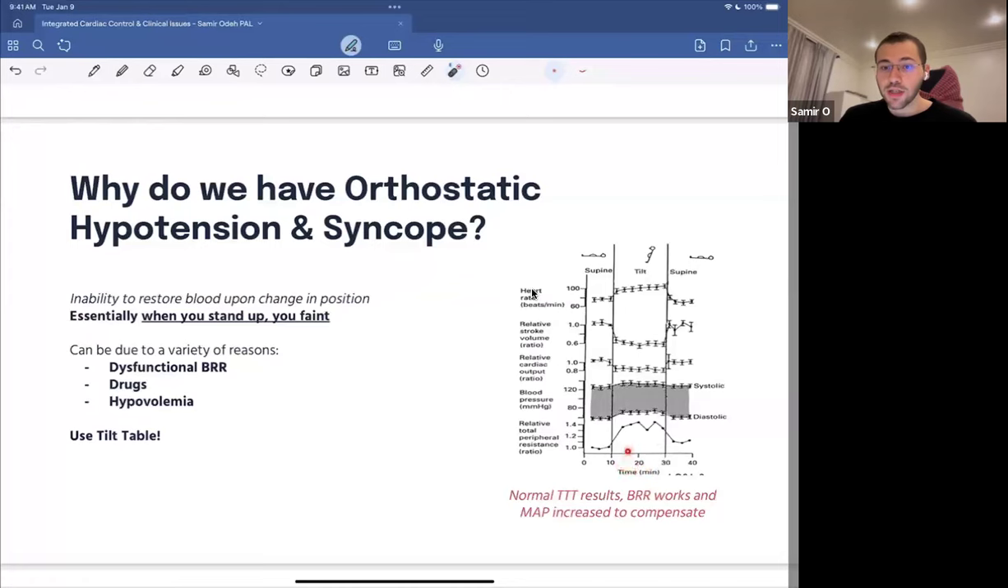Now, as you can see here, this is the results of a tilt table test. Now, in a normal person, you should see this. You should see an increase in blood pressure. However, in someone with a dysfunctional baroreceptor reflex, you will see essentially a crash in blood pressure. And this means that there's an issue with their baroreceptor reflex and they're prone to fainting.